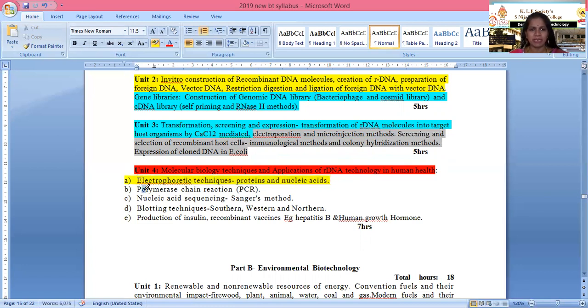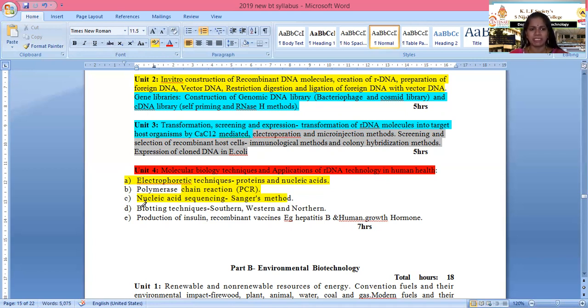Then polymerase chain reaction, in short PCR. Nowadays almost all the premier research institutes are using this PCR, so we can also call it the people's choice reaction. Now coming to nucleic acid sequencing. There are two methods of DNA sequencing, but in your syllabus you are studying only one method, that is Sanger's dideoxy method of DNA sequencing. In short, we'll say Sanger's method.